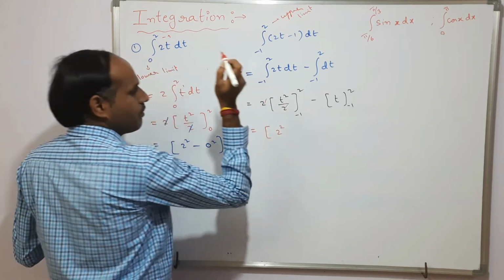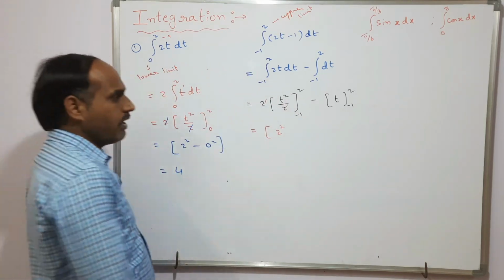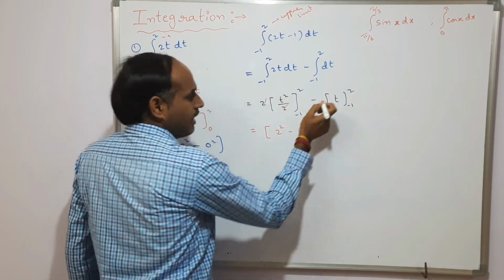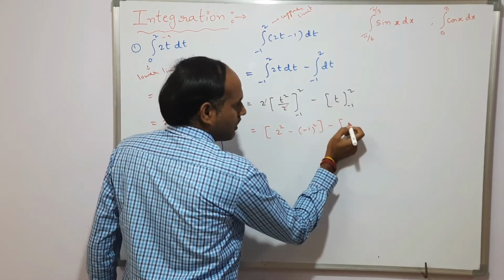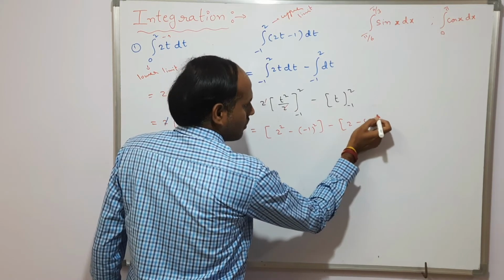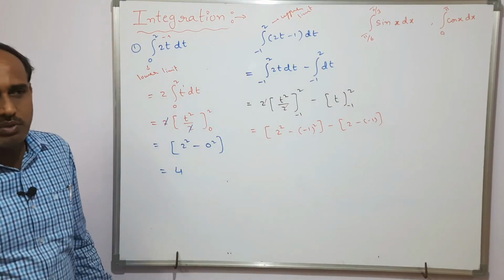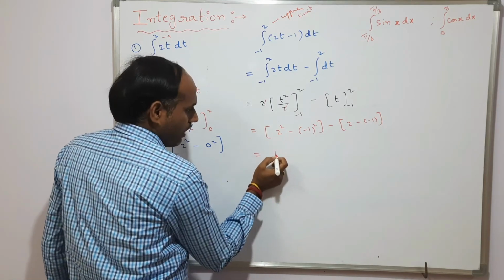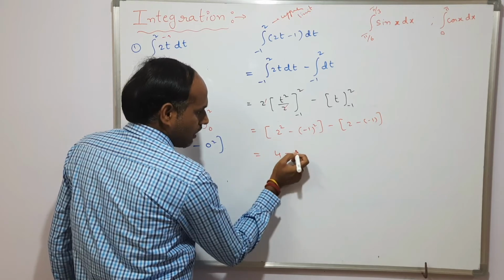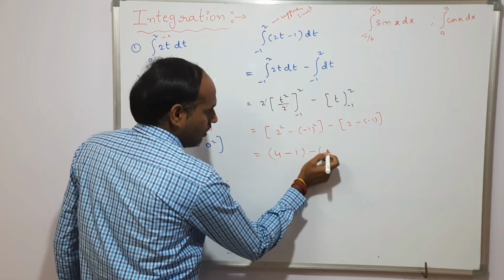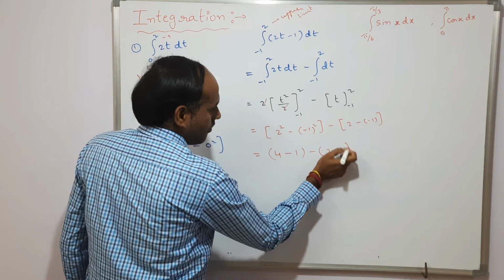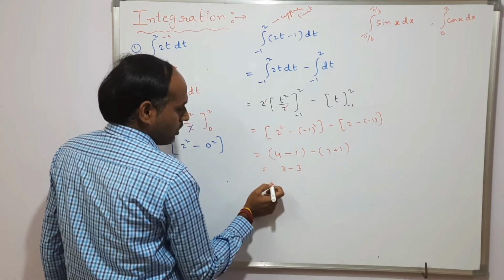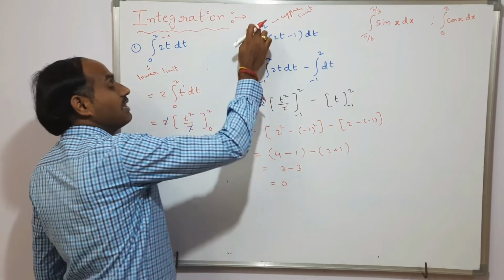Here in the given problem, the upper limit is 2, so it will become 2 squared minus the lower limit, which is minus 1 whole squared, and here also minus the upper limit 2 minus of minus 1. How am I substituting the limits here? 2 squared is 4 minus 1 squared is 1, minus of 2 minus of minus is plus 1. So 4 minus 1 is 3, minus 3. So its value is 0 in between these intervals.